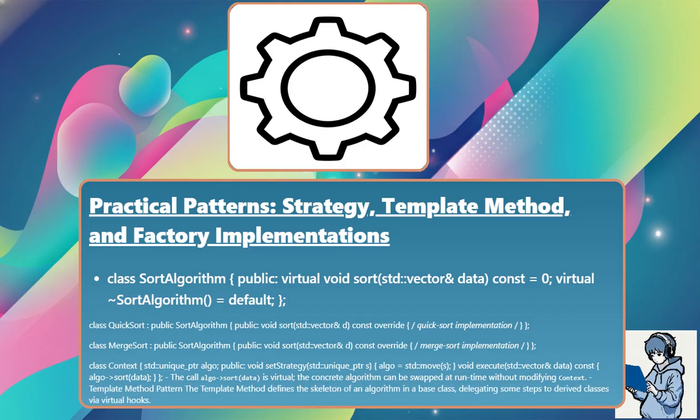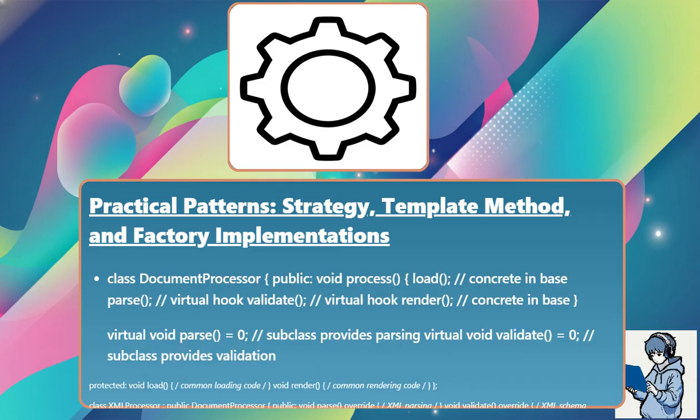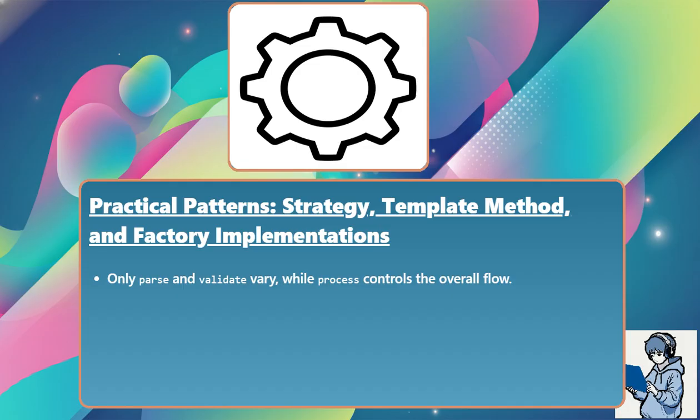Template method pattern. The template method defines the skeleton of an algorithm in a base class, delegating some steps to derived classes via virtual hooks. Class DocumentProcessor provides a public method process that calls load, then the virtual hook parse, then the virtual hook validate, and finally render. It declares pure virtual functions parse and validate for subclasses to implement, and protected concrete methods load and render with common code. Class XMLProcessor inherits from DocumentProcessor and overrides parse with XML parsing and validate with XML schema validation. Only parse and validate vary, while process controls the overall flow.